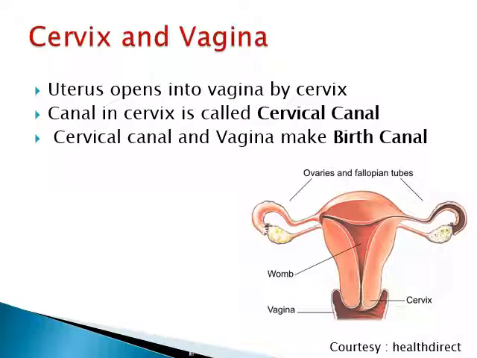Next important part is the cervix and vagina. The uterus opens into the vagina by the cervix, and the canal which is present in the cervix is called the cervical canal. The cervical canal along with the vagina makes the birth canal. So in the following diagram you can see both the cervix as well as the vagina.